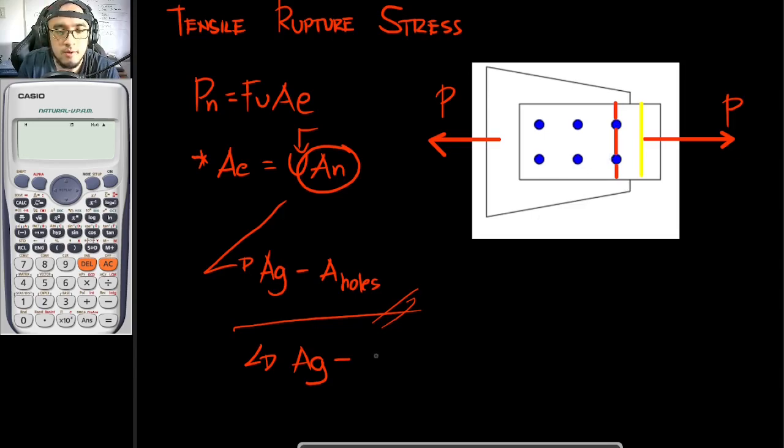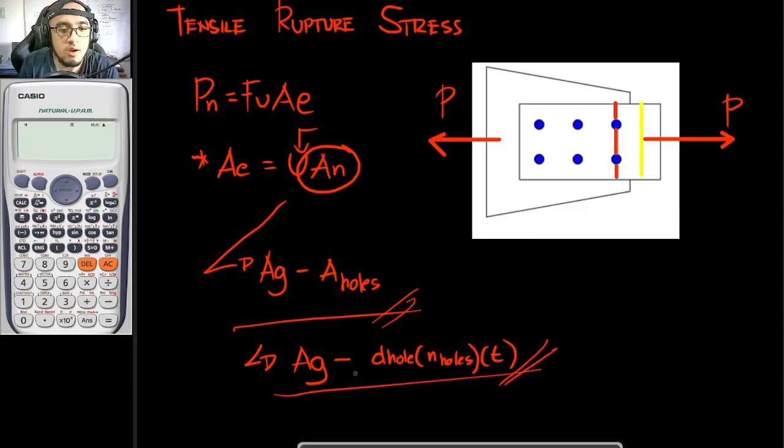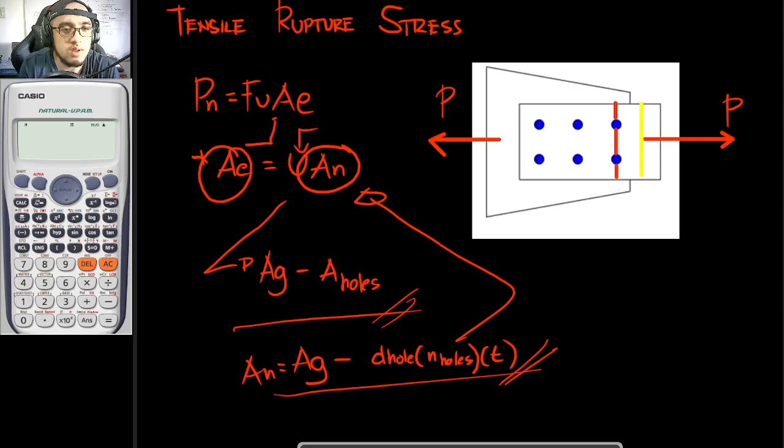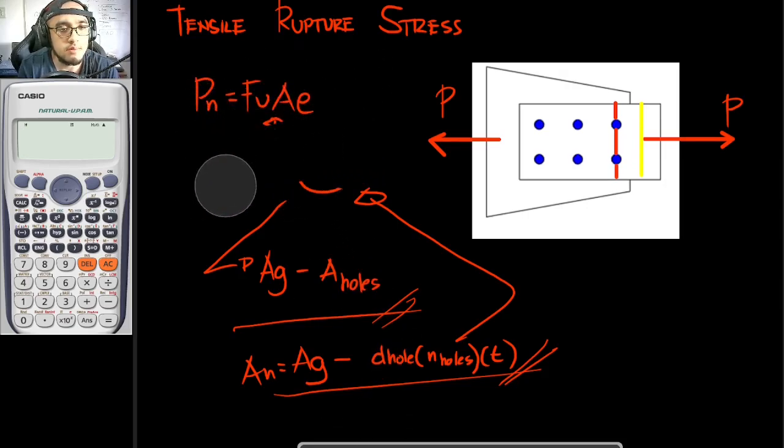So let's say the diameter of the holes times the number of holes, n holes, times the thickness of the plate. So this is to be your net area, which you can substitute in this equation right here, and after that you can solve for AE and substitute it here. So that is the formula for tensile rupture stress.